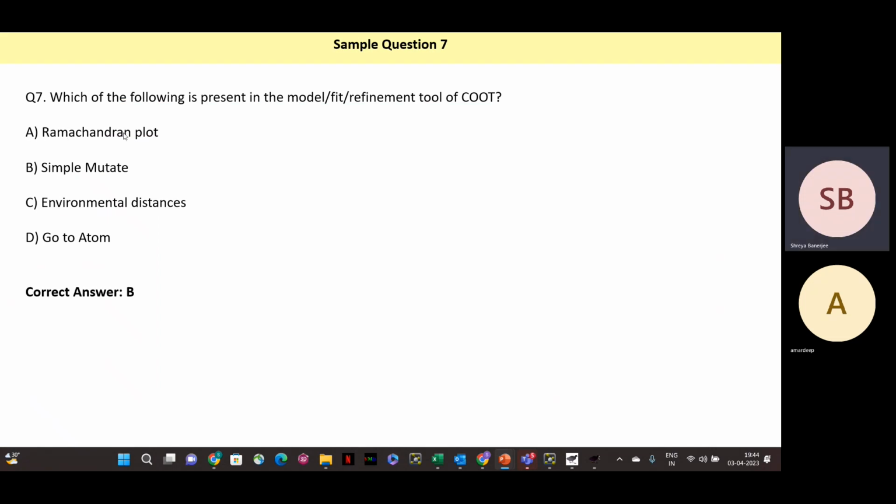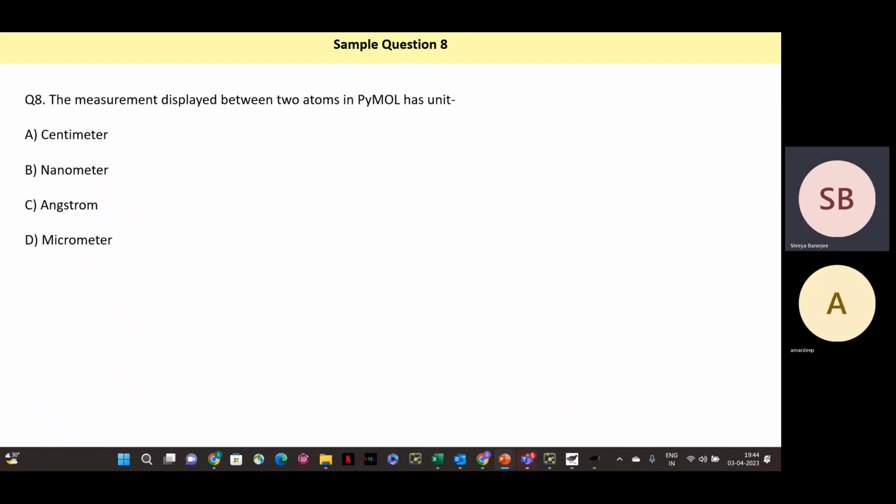It is not Ramachandran map, because Ramachandran map is to find out the validity of the model, whether the model is in Ramachandran allowed region or disallowed region. For fitting, the tool is simple mutate. The next question is, the measurement displayed between two atoms in PyMol has unit of what?